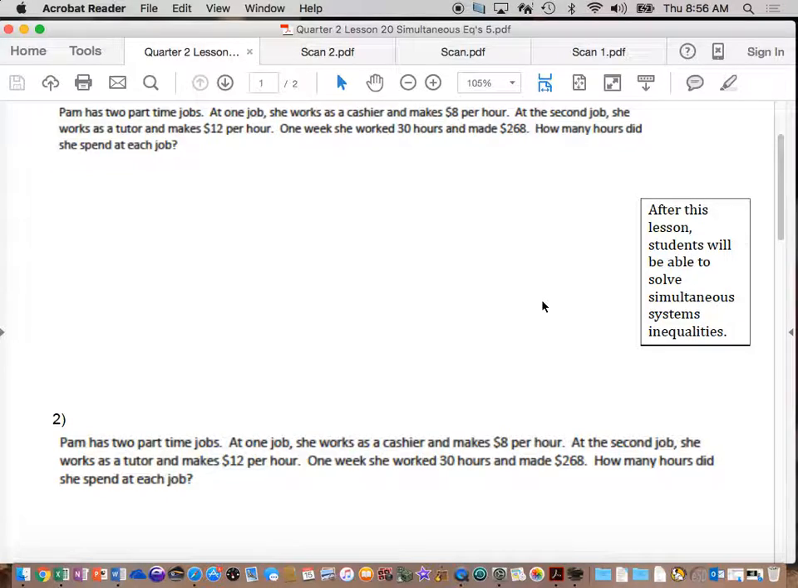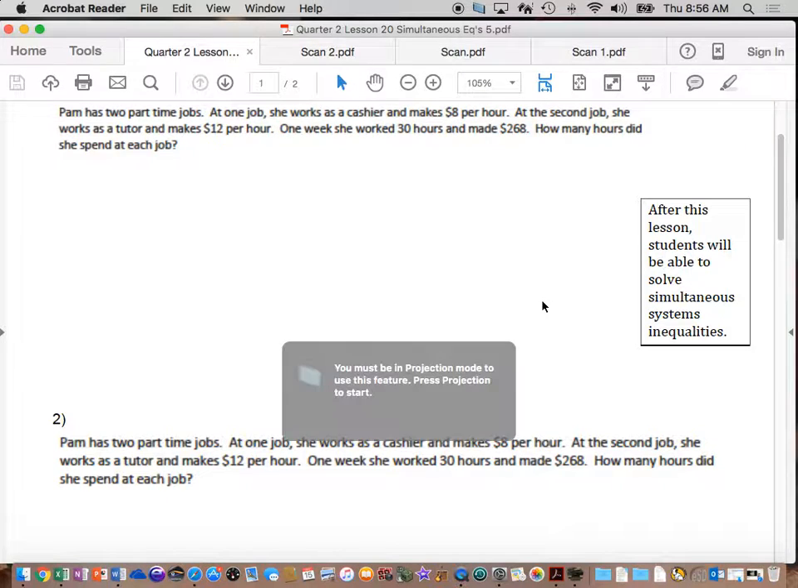It says Pam has 2 part-time jobs, cashier and tutor. 1 week she works 30 hours and made $268. How much does she get? And the first couple times you see this, it's a little bit weird. But once you start getting the idea down pat, it's not hard. It's just a little bit weird. There's very subtle things here. So the 2 jobs are going to be cashier and tutor.